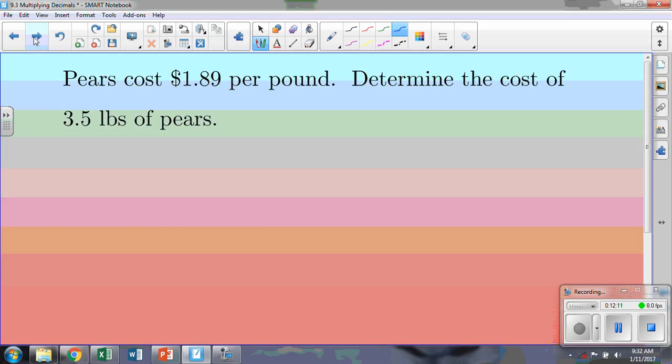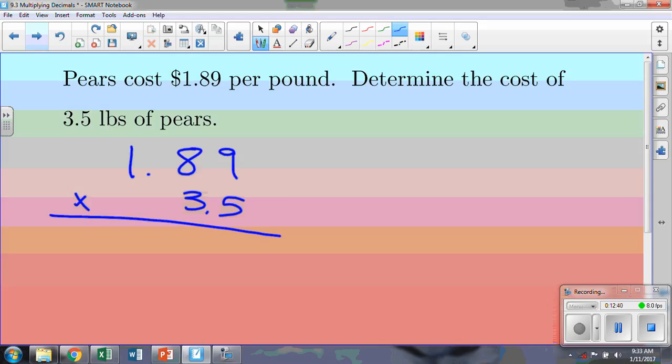Lastly, say you're going shopping. I'm going to go buy some pears. Pears cost $1.89 per pound. How much would it cost to buy 3.5 pounds? Again, this is a piece where you need to multiply, so we would simply take $1.89 multiplied by 3.5 pounds.